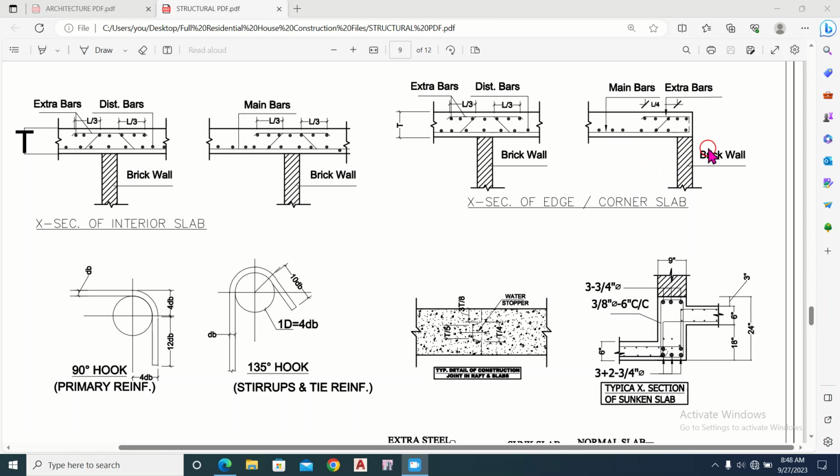And this is the edge slab detail, and this is the wall which supports the slab, and here this is the chair which supports the top extra bar mesh, and this horizontal line at the bottom represents the main bars provided at the bottom of the slab. This is the top extra bar, and these dots represent the distribution bars at the top, and this dot at the bottom represents the distribution bar that has been provided at the bottom.